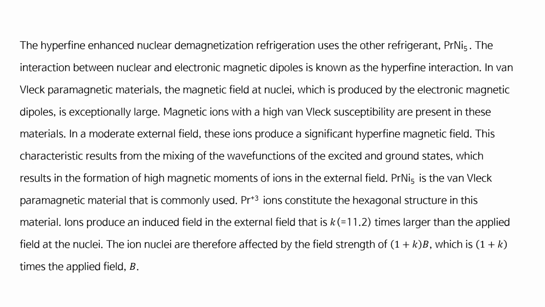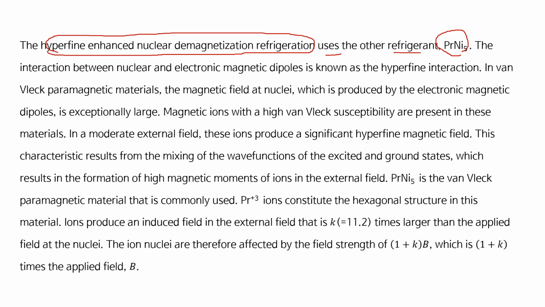Hyperfine enhanced nuclear demagnetization refrigeration uses the other refrigerant, PrNi5. The interaction between nuclear and electronic magnetic dipole is known as hyperfine interaction. In Van Vleck paramagnetic materials, the magnetic field at the nuclei, which is produced by electronic magnetic dipoles, is exceptionally large.